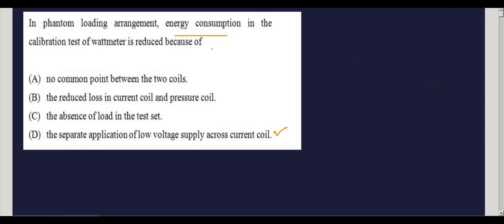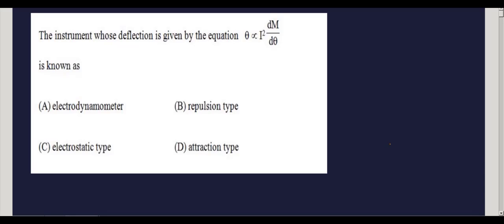Okay. Next question. So, what is the question given here? The instrument whose deflection is given by the equation theta is proportional to I square into dM by d theta, right? So, we know that for PMMC, deflecting torque is equal to NBIA. So, this is number of turns, this is flux density and current, and this is area. Okay, so this is the deflecting torque. The principle depends upon the Lorentz force or motor principle. A current carrying conductor placed in a magnetic field is subject to a force.